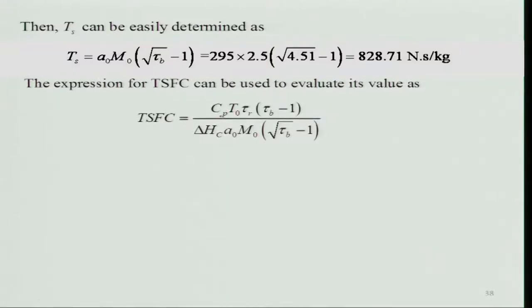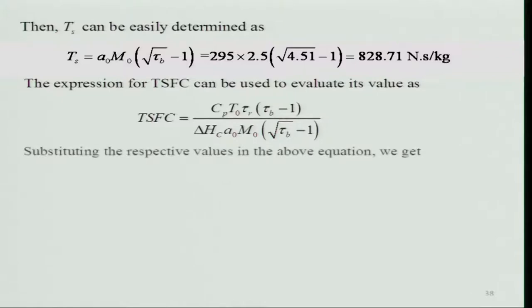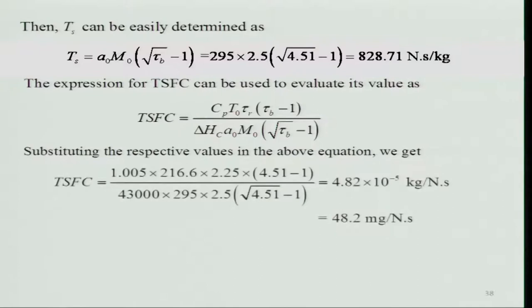The expression for TSFC can be used to evaluate its value. We know this by definition: Cp, T naught, and tau b is already evaluated, delta S is known, a naught is known, M naught is known. You just substitute these values. Do you know this tau r? Tau r is a very simple thing: tau r is equal to 1 plus gamma minus 1 divided by 2 M naught square. I know gamma, so I can find it very easily. Tau r is basically Tt naught by T naught, or Tt2 by T naught. If I substitute these values, I will get 48.2 milligram per newton second.